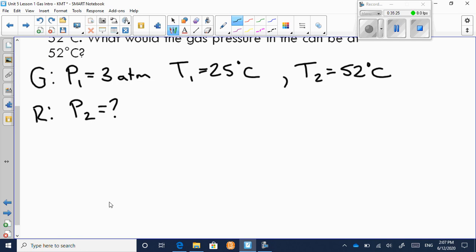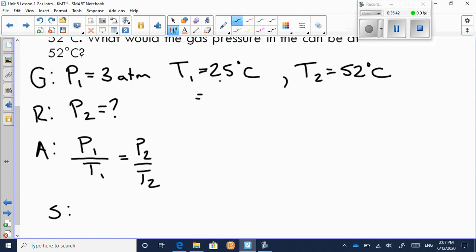Okay, well, I know Gay-Lussac's law is P1 over T1 is equal to P2 over T2. So I'm ready to sub and solve, but before I do, I've got to convert these both to Kelvin. We can't use degrees Celsius, so I'll remember that one from the last one. I add 273, I get 298.15 Kelvin. And here, if I take 52 and I add 273.15, I get 325.15 Kelvin. Okay, so here we go.